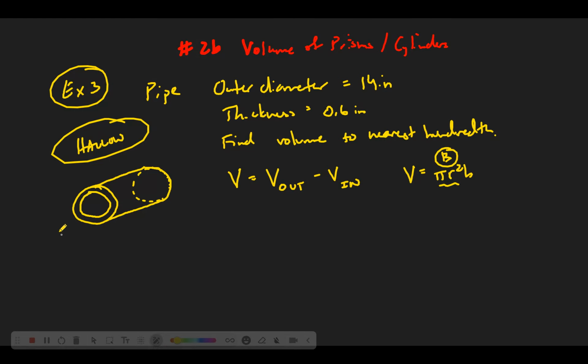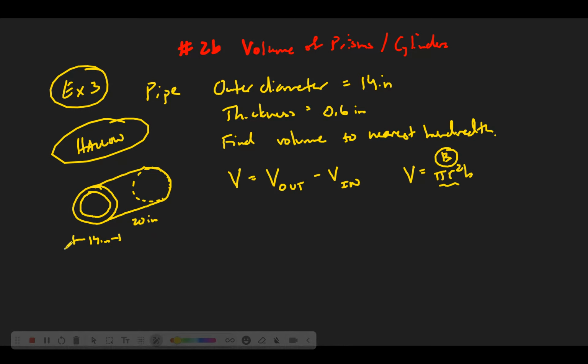Okay. So now over here, it says the outer diameter is 14 inches. That means that this is 14 inches. The one thing it did not give us up here, but it's going to put on the picture, is the length of the pipe. So this pipe is 20 inches long. That's for later, so I did not put that up here. But now they give us this thickness. This thickness is 0.6 inches.